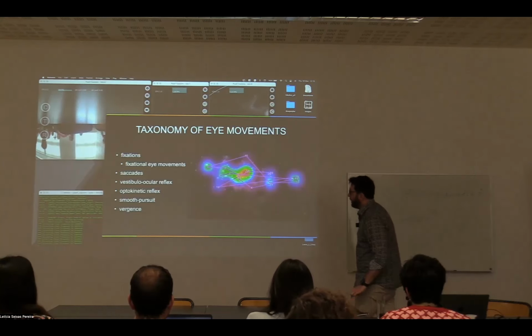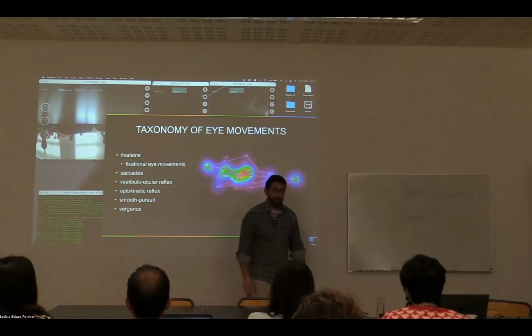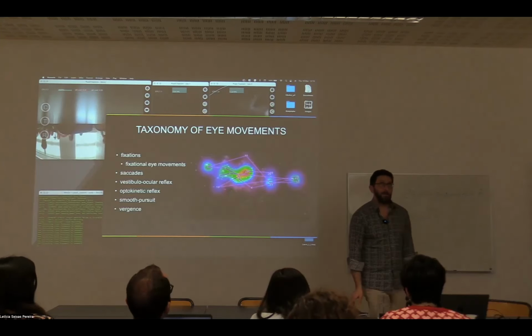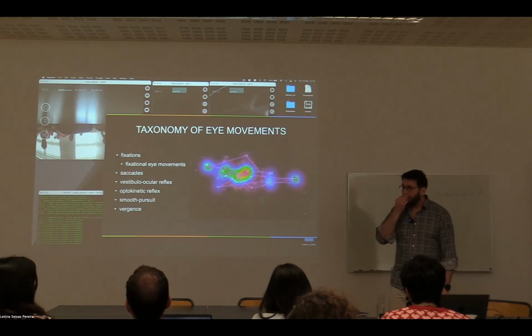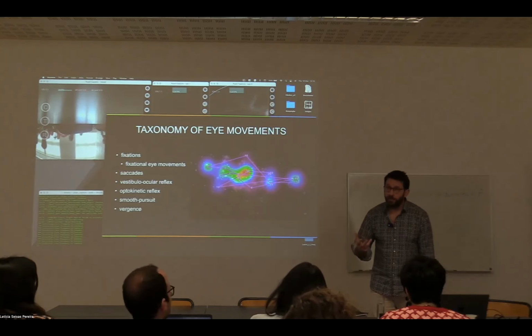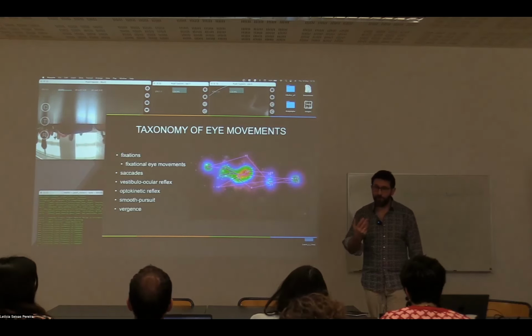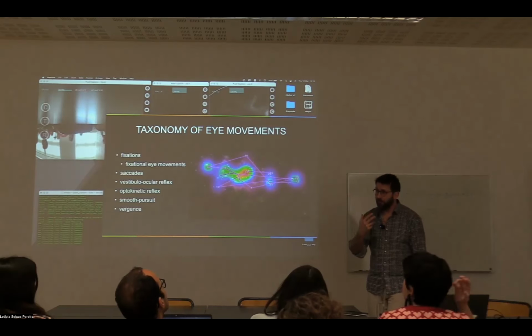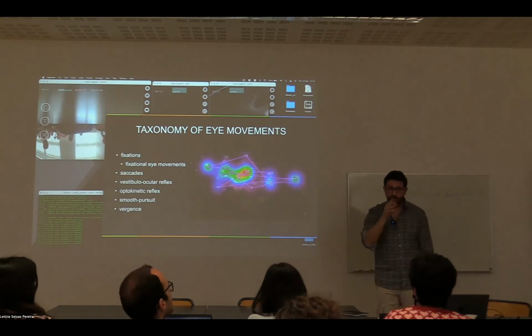Okay, one more point here. Vergence movements. These are quite funny movements. Their main reason is to keep focus and keep focal vision on the object which is moving towards you or away from you in the same direction.